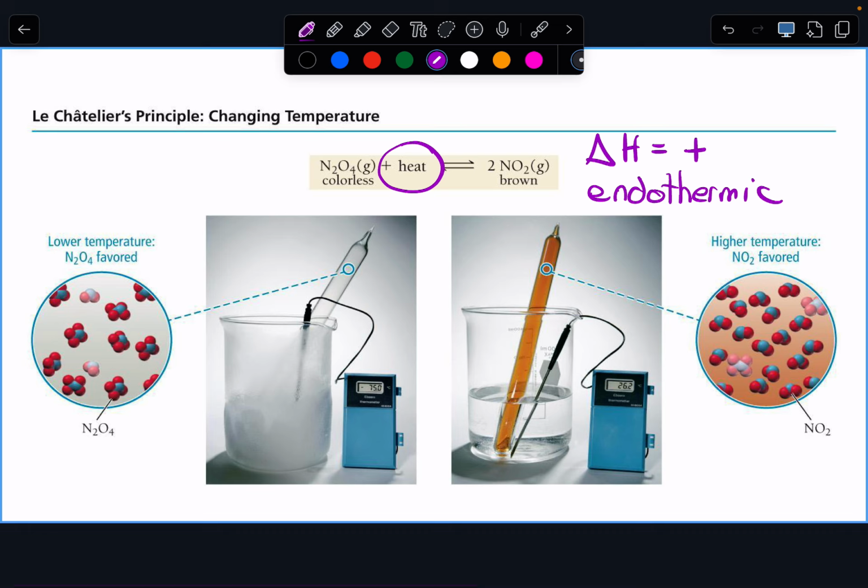So this one works just like the concentration ones. If I add heat, it's got to get rid of some of that heat. It needs to use it up a little bit. So it shifts towards products. It uses up the heat, reacts it with N2O4, and forms NO2.